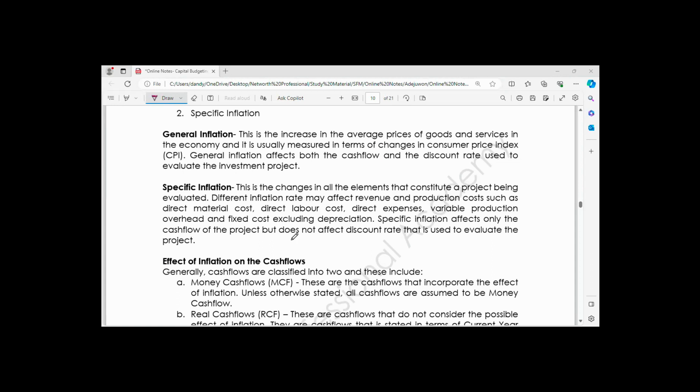So that is for cash flow. How do you then convert money cash flow to real cash flow, or real cash flow to money cash flow? Because on the day of your exam, if you are given inflation rates, it means that you must incorporate inflation into your cash flows. Let us discuss that.